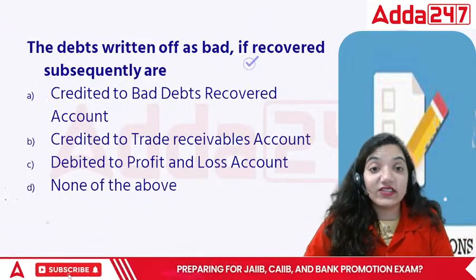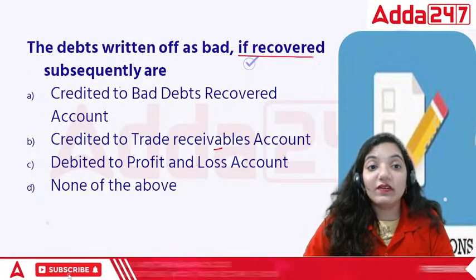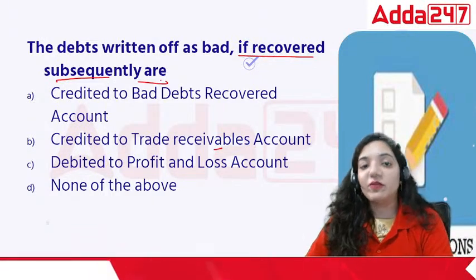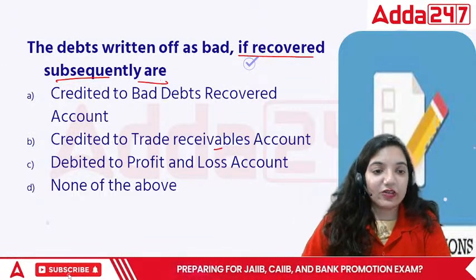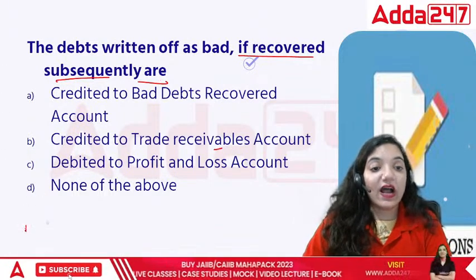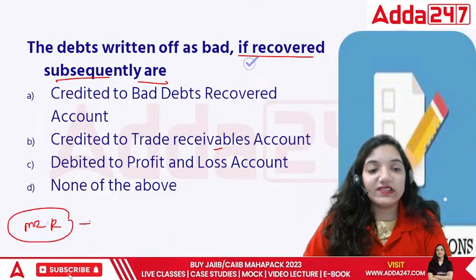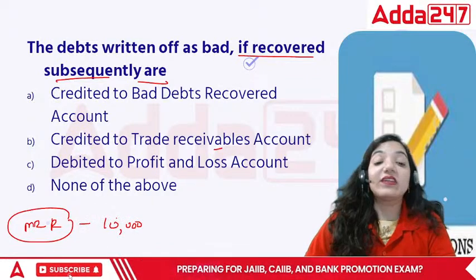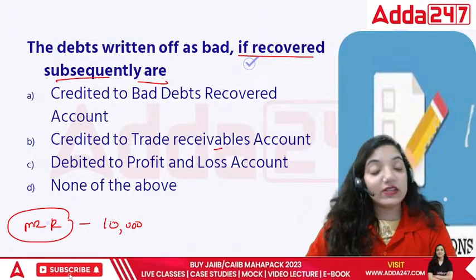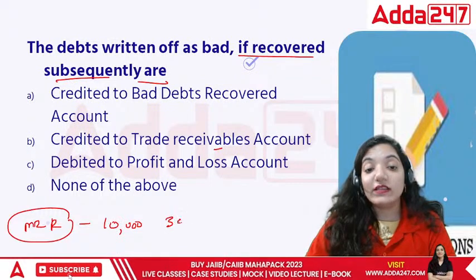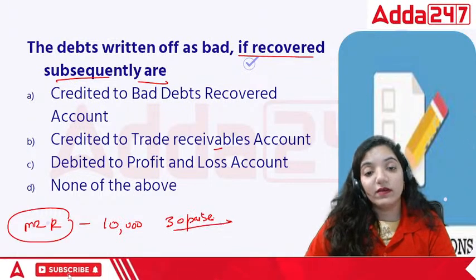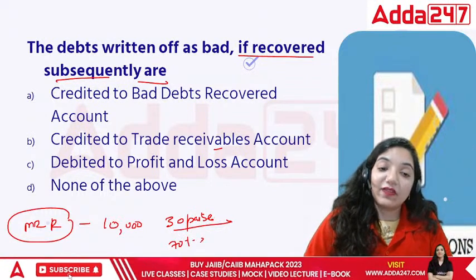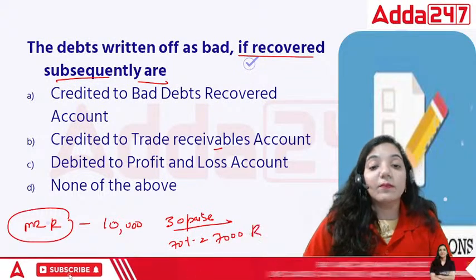Next, the debt written off as bad if recovered subsequently are. If there is a specific debt that we have recovered from the people. So basically what happened is, there was a particular person, Mr. R. Mr. R was supposed to pay me rupees 10,000. And he has turned insolvent now. He cannot pay even a single penny to me. He said that, ma'am, I said, yes sir. He said that, ma'am, I can pay you hardly 30 paise in a rupee. So he turned bad. So what happened is, the 70% of that amount, that is 7,000 rupees, had turned bad debt.